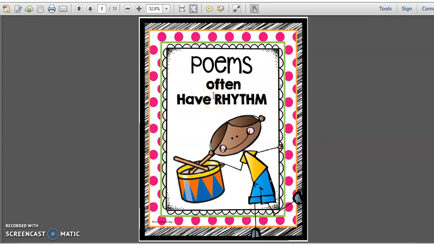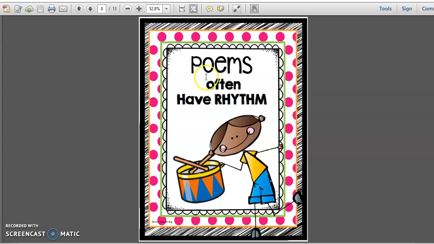Poems also use something called rhythm. Rhythm is the beat, the pattern of the sound. The beat can be heard while you're reading the words. Let's try an experiment here. I want you to clap your hands twice in a pattern, not fast, not slow. 1, 2, 1, 2, 1, 2.